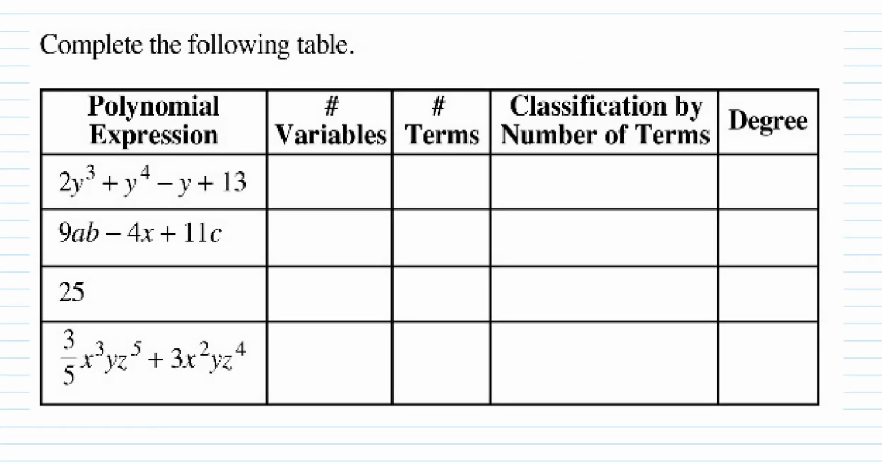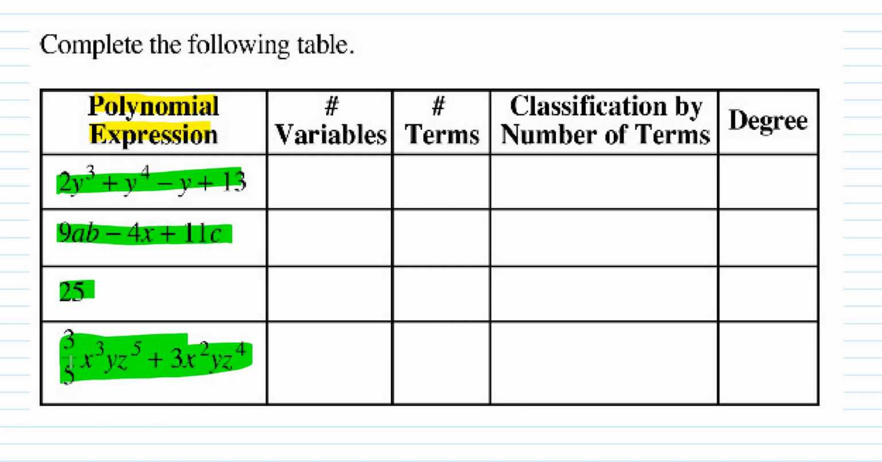Okay, let's continue our homework questions here. So basically, we are now continuing our understanding of polynomial expressions here. Every single term here in green, these are all examples of polynomials. And now we need to look at the number of variables for the first problem here. So I have 2y cubed plus y to the power 4 minus y. So there's only going to be one variable here, and that's the letter y.